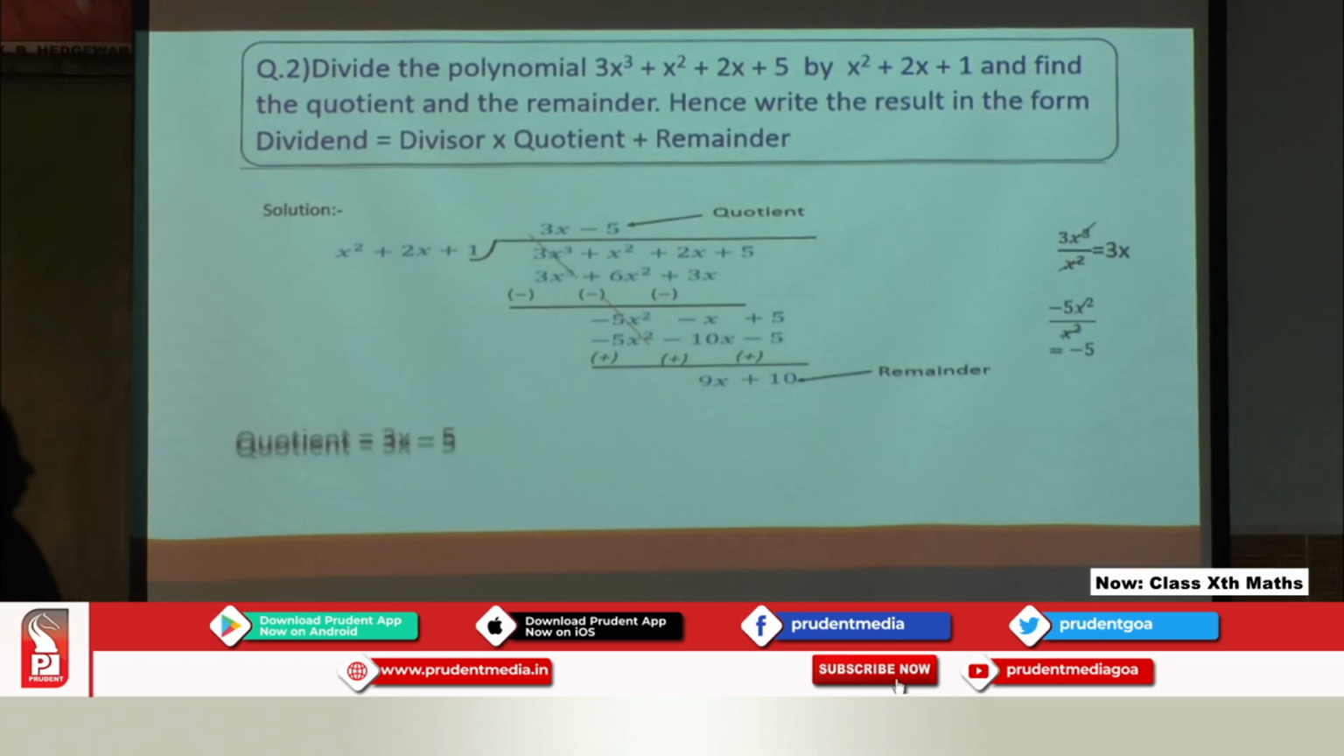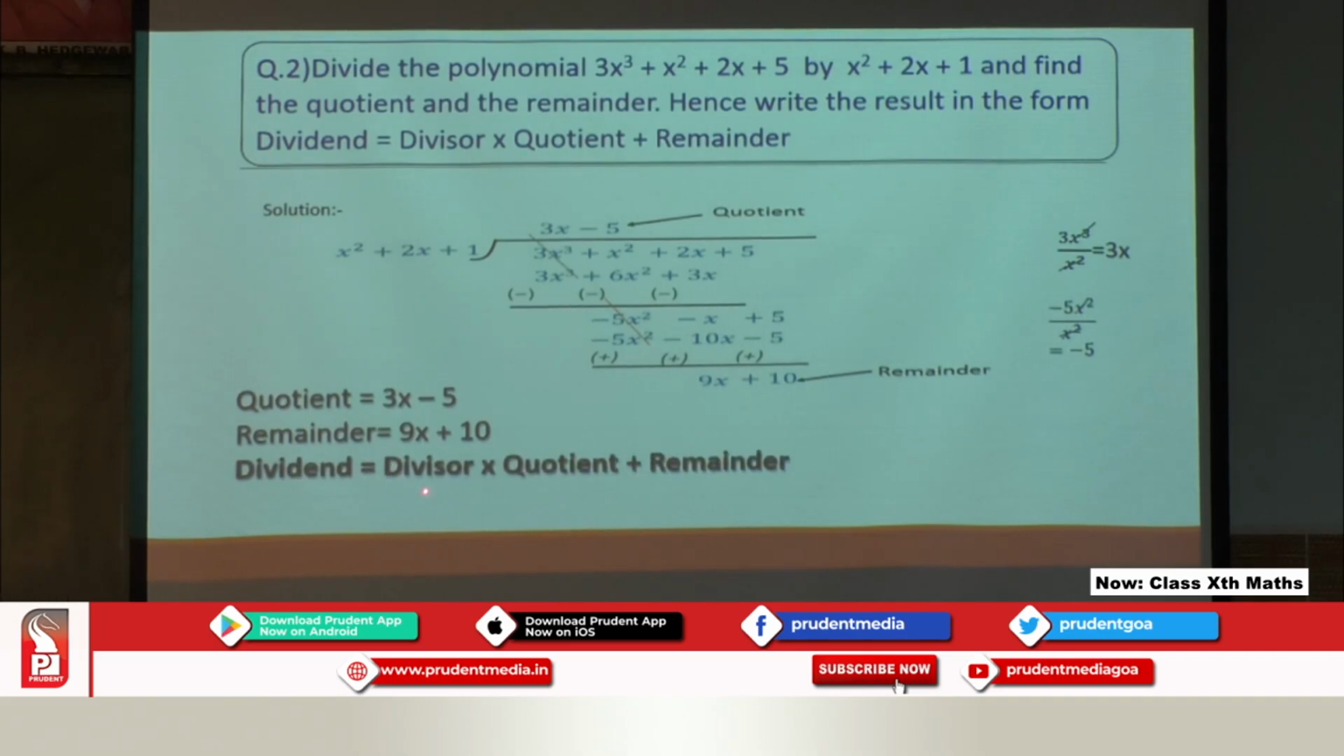Again in this question it is asked to find the quotient and the remainder. So here quotient is 3x minus 5 and remainder we got as 9x plus 10. Again we should substitute all these values in the form, that is dividend is equal to divisor into quotient plus remainder. So here dividend is 3.